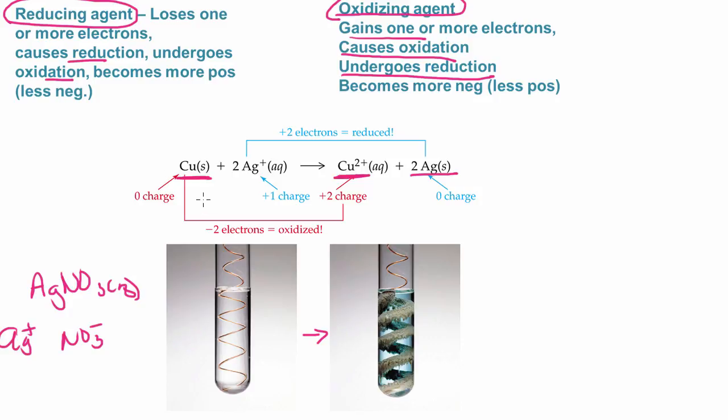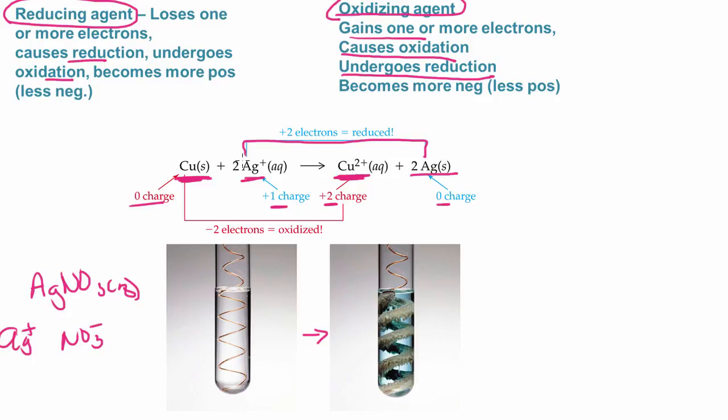So let's take a look here at what happens. Solid copper has a 0 charge. Silver ion has a +1 charge. Copper ion has a +2 charge. And here, silver metal has a 0 charge. So we see that for 2 silver ions, electrons have been gained in order to form the solid silver.